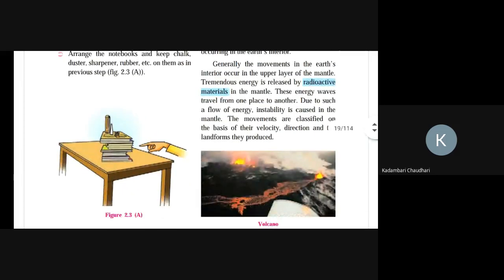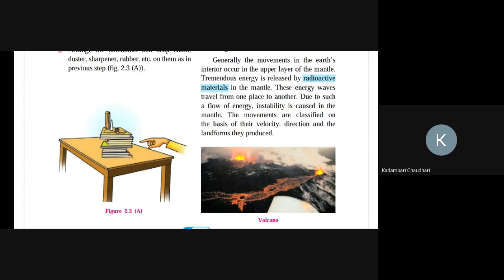Generally the movements in the earth's interior occur in the upper layer of the mantle. Okay. So basically the mantle is one of the layers of the earth, and all these movements that are taking place in the interior generally take place in the upper layer. Tremendous energy is released by radioactive materials in the mantle. We know that if you go inside the earth, the heat increases. Why is this heat increased? Because there are many radioactive materials present inside the earth's interior. Okay, and they are emitting energy, they are releasing energy. So this energy is tremendous, it is huge, in a large amount.